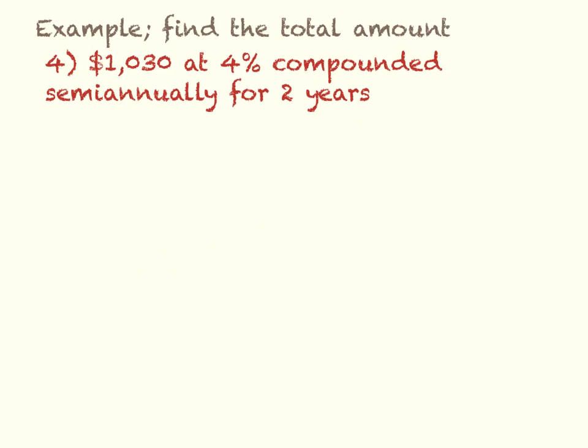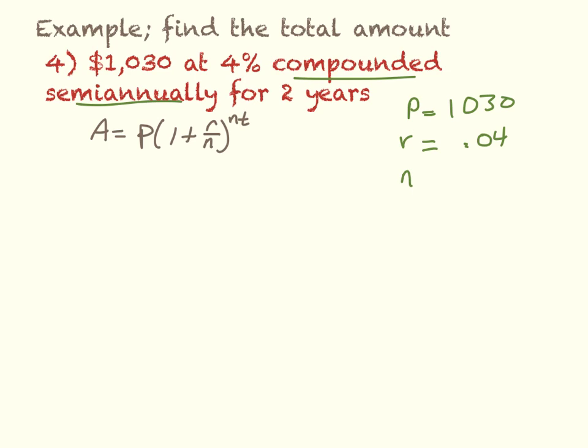And the last example here, we have $1,030 at 4% compounded semi-annually for 2 years. So again, I'm going to have A equals P times 1 plus R divided by N to the power of NT. So I'm going to have P equals my initial amount, 1,030. R equals my rate, 0.04, which is the percentage part. Compounded semi-annually, which is N. Semi-annually means 2. And time is 2 years.